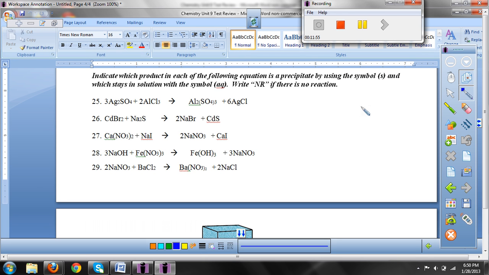This one you have to use the chart that's on the very back of your first set of notes. It's the solubility chart. Be careful with that one. It's a little confusing to read. I'm going to stop this recording and post it, and then I'll start with number 25.